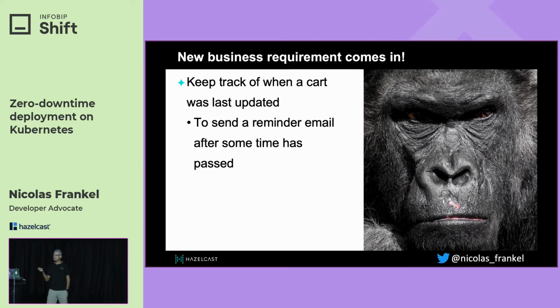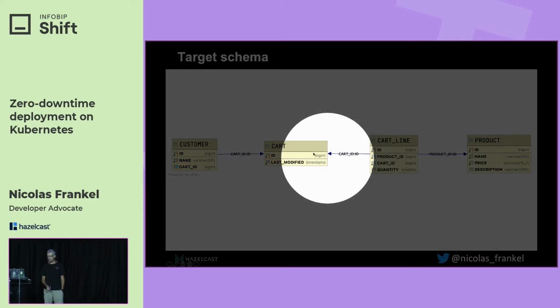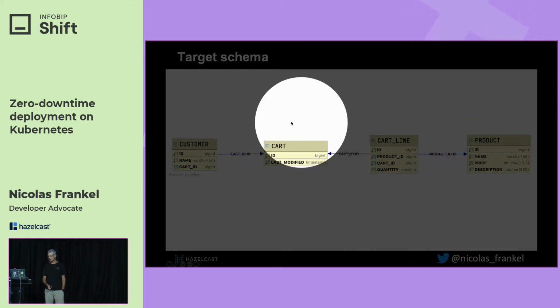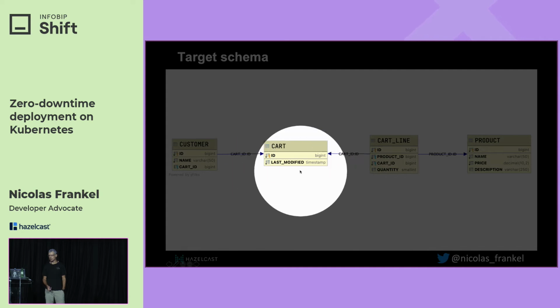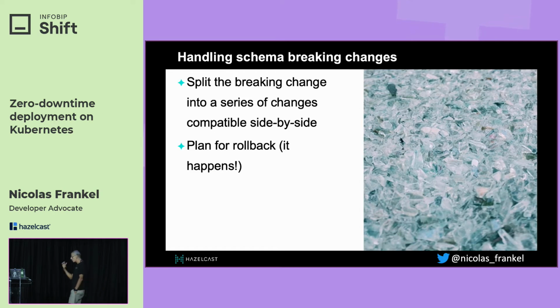So I need to have a new concept, a new notion, the concept of a cart. So here I need to break my nice model, and between the customer and the cart line to insert a cart. It's a breaking change. So how do we handle this breaking change? Well, what we can do is split this huge breaking change into a series of small changes that are compatible side by side.